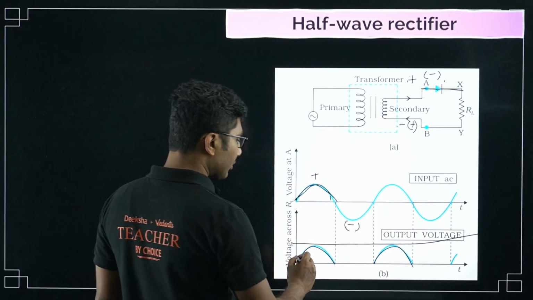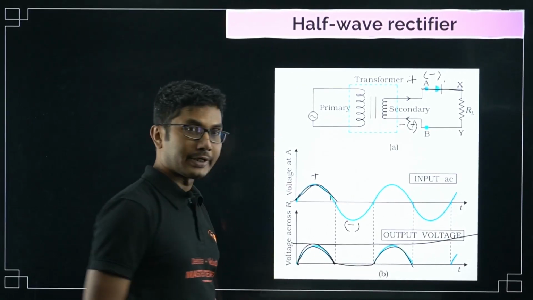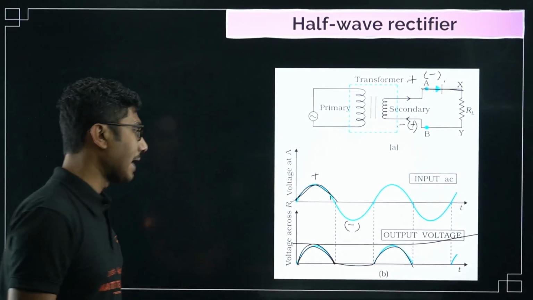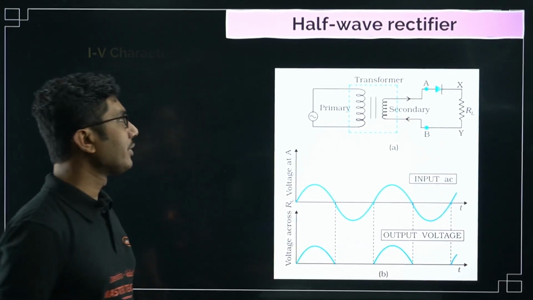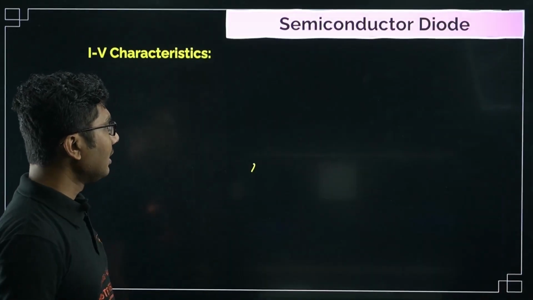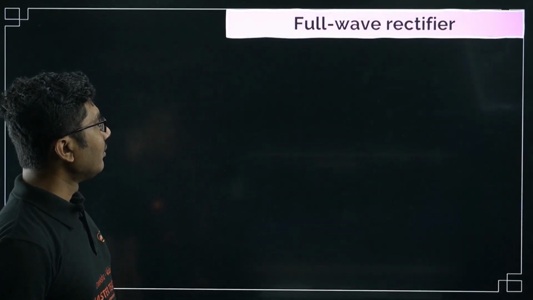It's an oscillating DC. It's varying with time, and it also has some zero component as well. Obviously this is not ideal. We don't want to use a DC like this. So what we will do is use a full wave rectifier.